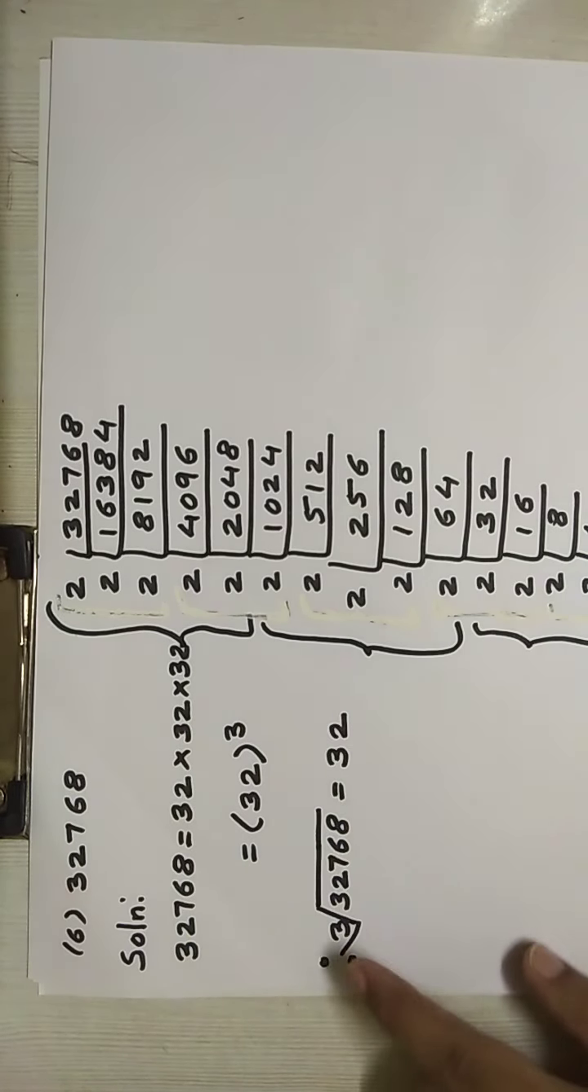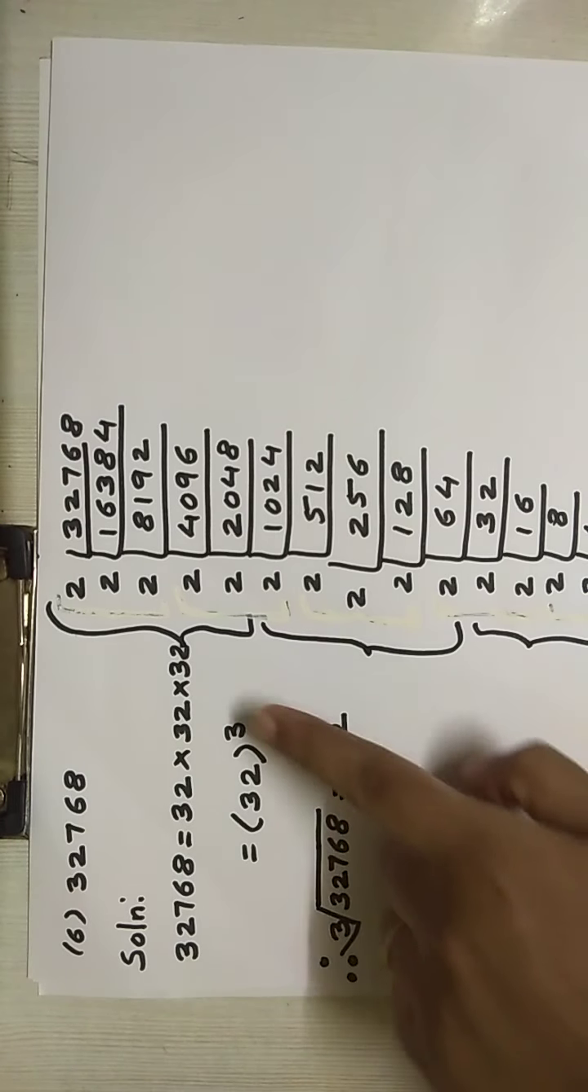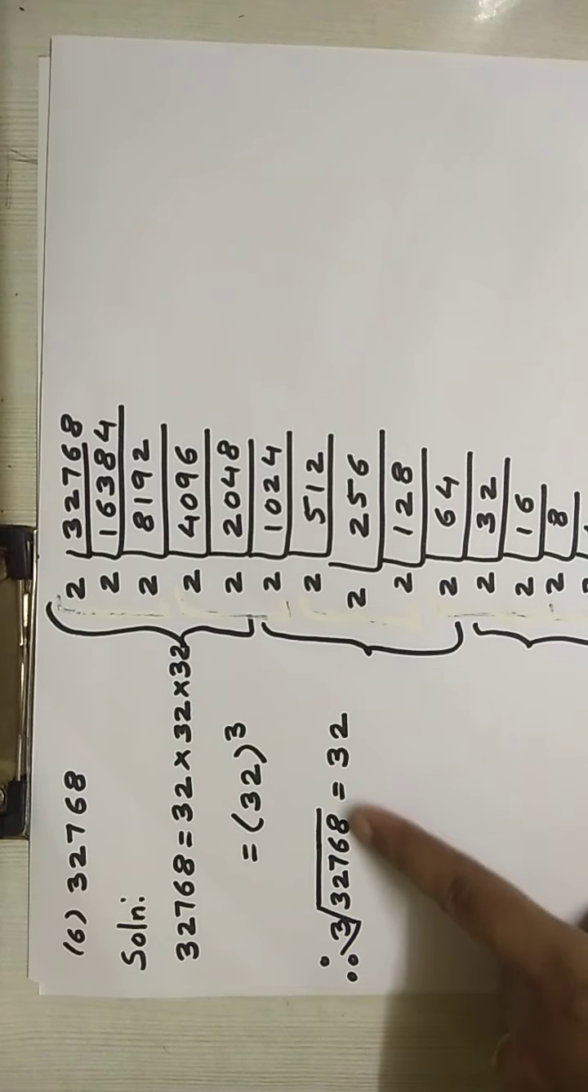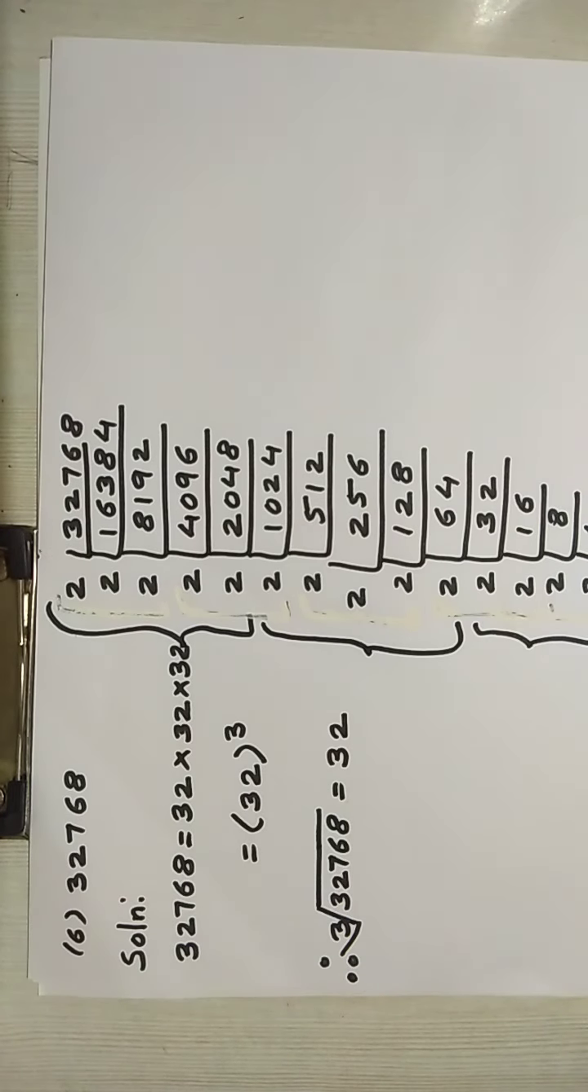Okay, then the cube root of 32768. This cube now goes over here and becomes the cube root. The cube root of 32768 will be 32.